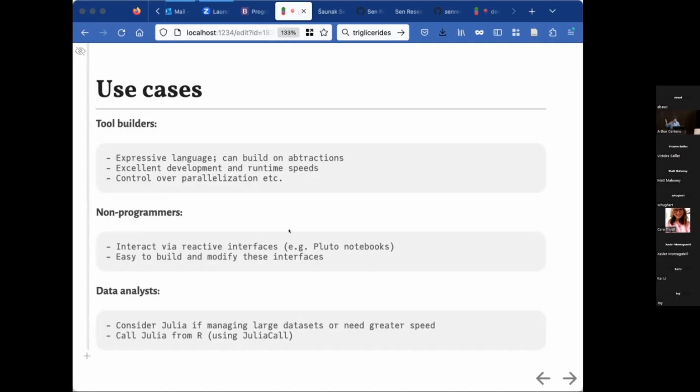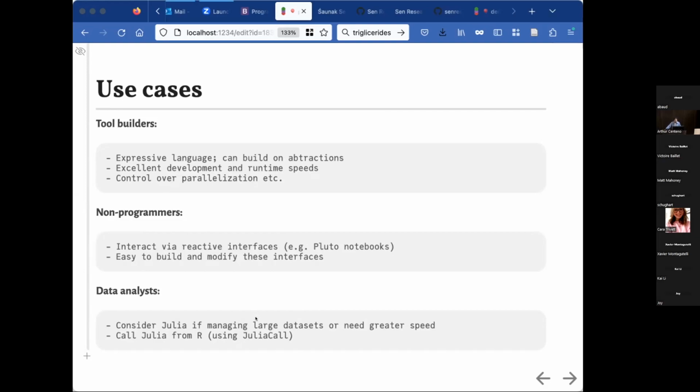What she showed earlier can also be modified. If you don't like the interface, you want a different option, you can tweak it with a very good starting point. And finally, I think are the data analysts, and I think this is maybe a large fraction of users.